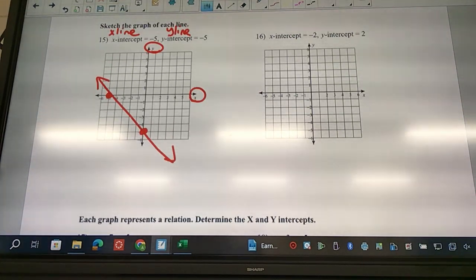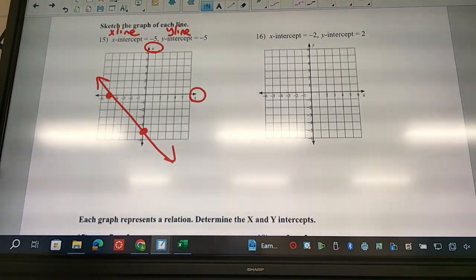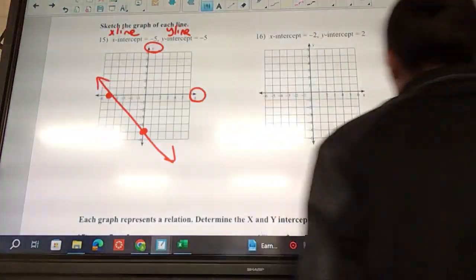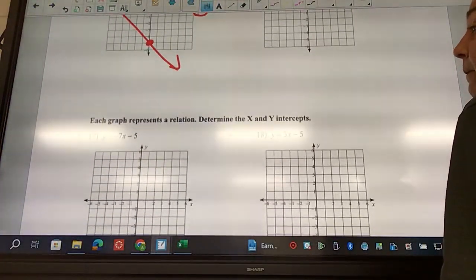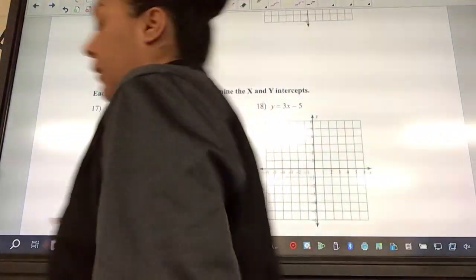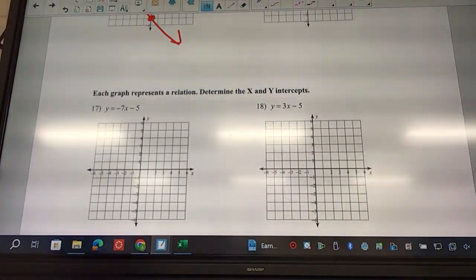Okay, the next one, it gives you a graph. Does it give you a graph or did I? Each represents a relation. Cross off 17 and 18 because I did that wrong.